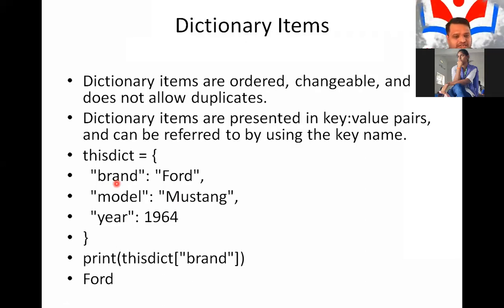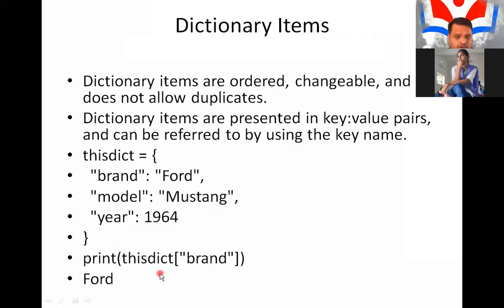What is the syntax? You can notice in this slide that this dict is the dictionary name, and in the square brackets we specify the key value. Here the key value that I have specified is brand. So that's why you got the output as Ford.